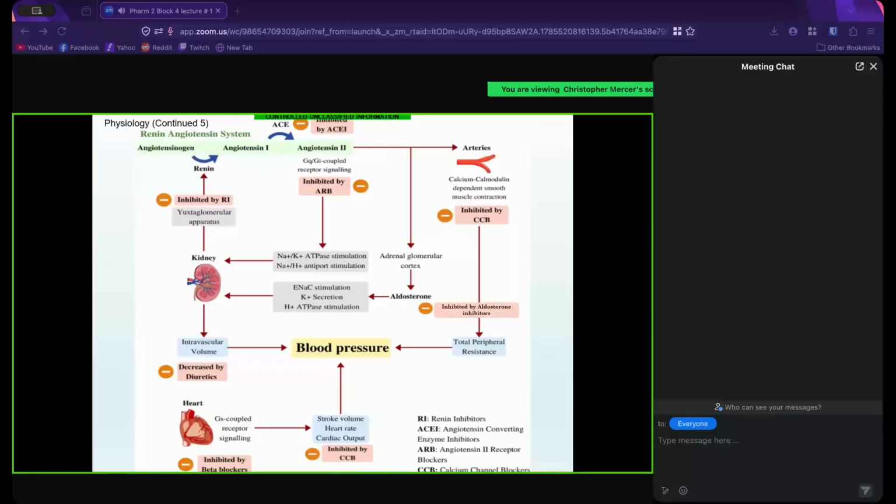And the drugs on the bottom right, there's your key. RI, renin inhibitors; ACEI, angiotensin converting enzyme inhibitors, or ACE inhibitors; ARBs, the angiotensin 2 receptor blockers, which we're going to talk about in depth; and then the calcium channel blockers. But this is also a very good slide. Now we're overlaying our RAAS, what's happening normally, with our antihypertensive medications, where they're acting and what they're doing.